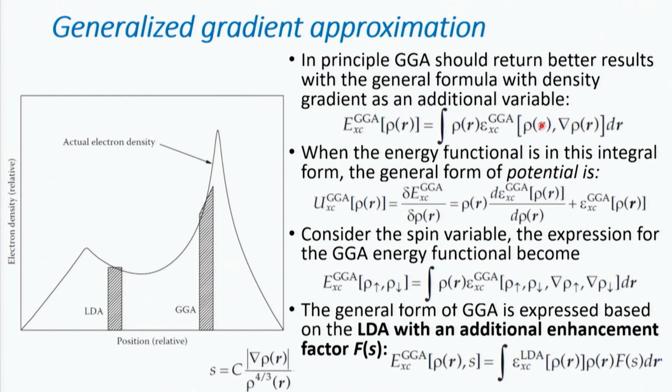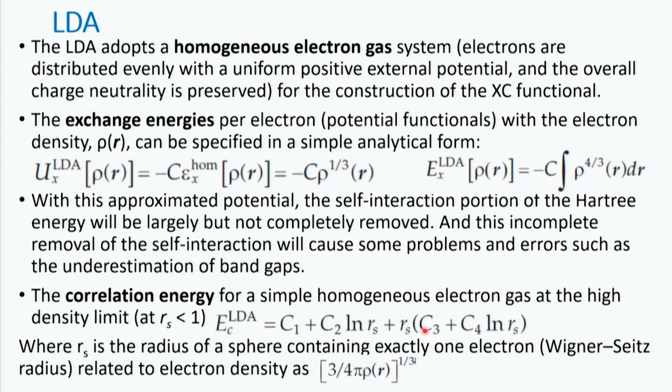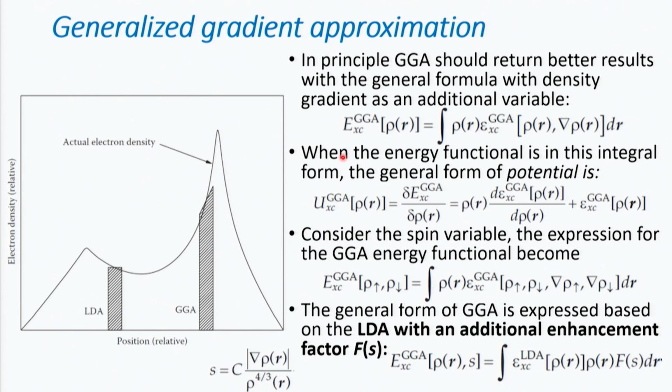That means we are writing the functional form also in terms of the sum of the mathematical operations on the gradient of the density. Okay. Like here it is shown. So, when the energy functional is in this integral form, the general form of the potential will, of course, in the GGA case, have the density and, at the same time, also the gradient of the density. So, we are writing in terms of the derivative of the density also.